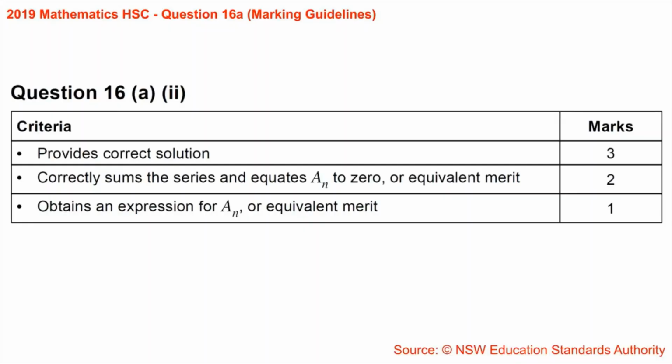The following are the marking guidelines for question 16a, part 2. For 1 mark, we have obtains an expression for AN, or equivalent merit. For 2 marks, we have correctly sums the series and equates AN to 0, or equivalent merit. And for 3 marks, we have provides correct solution.